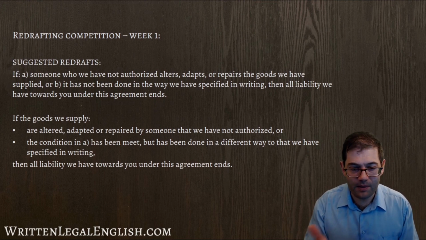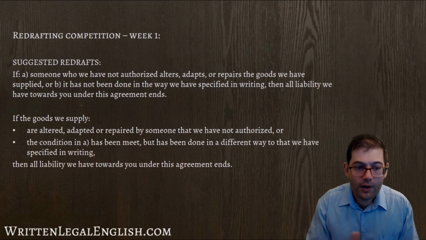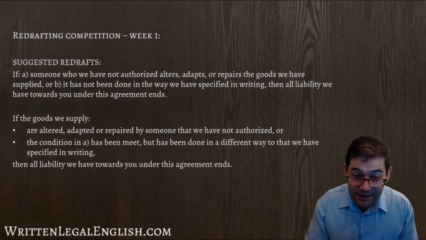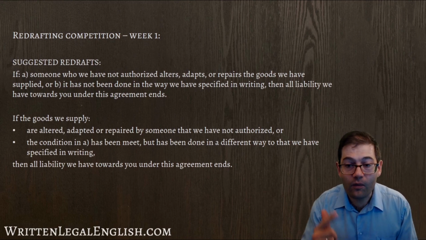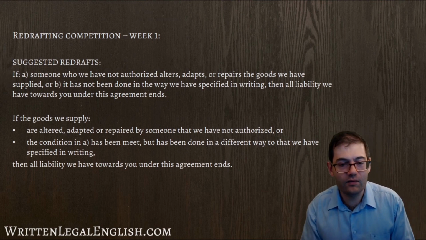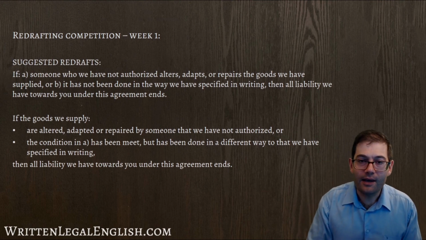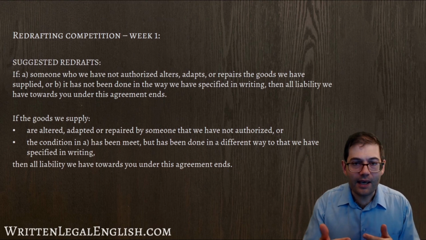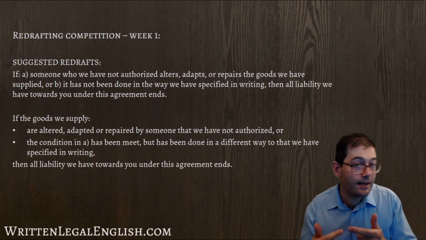The second one, if the goods we supply are altered, adapted, or repaired by someone we have not authorized, or the condition in A has been met but has been done in a different way to that we have specified in writing, then all liability we have towards you under this agreement ends.